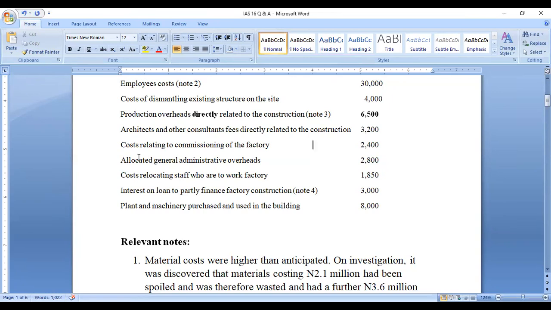Allocated? No, that should not be added, because it's not directed to the factory. It's not a direct cost to the factory. Okay, thank you very much. The next one, cost of relocating staff who are to work at the factory, 1.8 million. Should it be included or not?